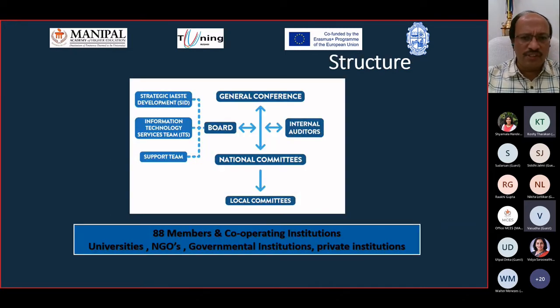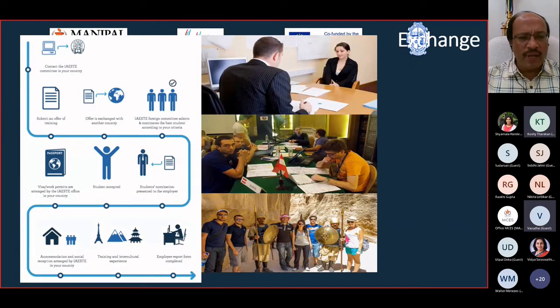If you look at the structure of this organization, it is a committee, that is a board. There are 5 members on the board: a president, a secretary, and the remaining 3. And I was the secretary of this organization at a global level for the past 3 years. And there are internal auditors, and there are national committees and local committees. If you look at the national committees, there are 86 countries which have national committees. In India, we established a national committee in 2013, and currently I am heading it as president of ISTA India.